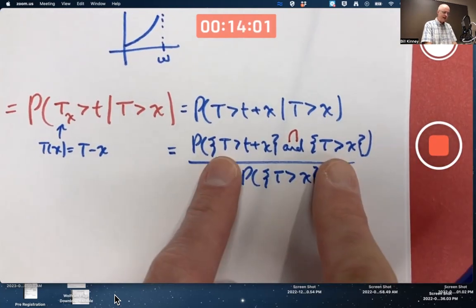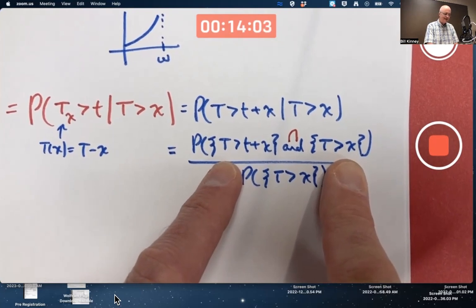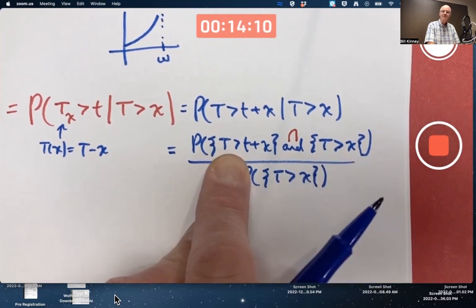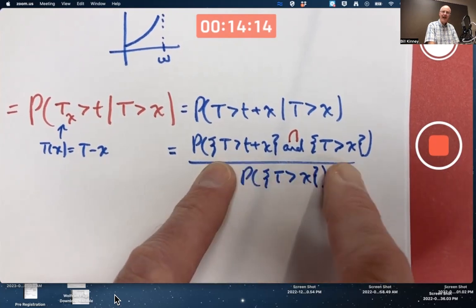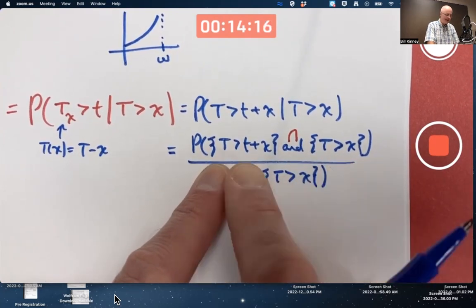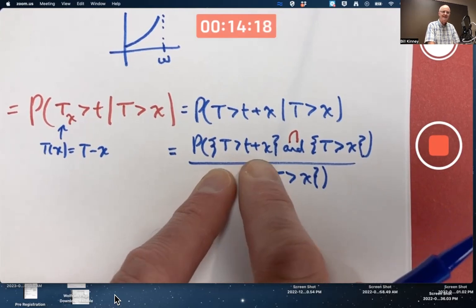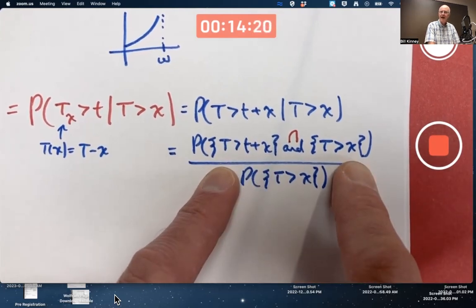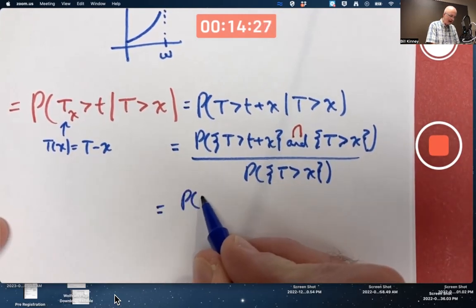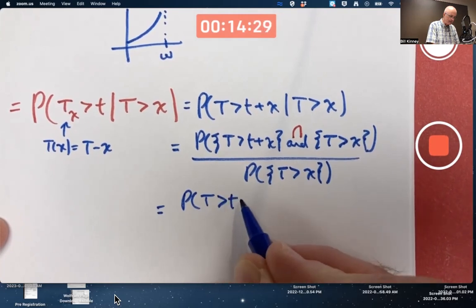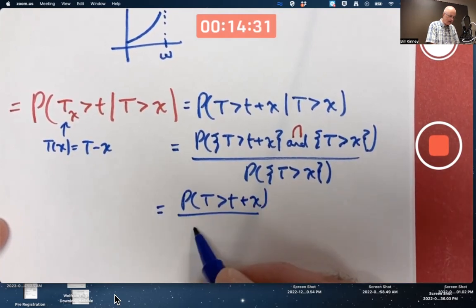But the intersection of these two events is just one of them. It's just that one. Why? Because this is a subset of that, a sub-event, you might say. If you know a person lives past t plus x, well, you know they live past age x. Therefore, you can rewrite the top just this way, and now I'll get rid of these curly braces. You can write it like that.